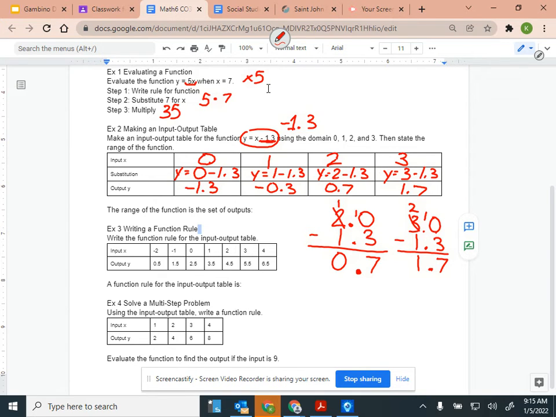Then it says, what is the range of the function of these outputs? So what is our range? What do we have to look at? Nick? We have to look at the output. Yeah, our range is the output. So it'll be negative 1.3, negative 0.3, 0.7, 1.7. That is our range. It is our output.